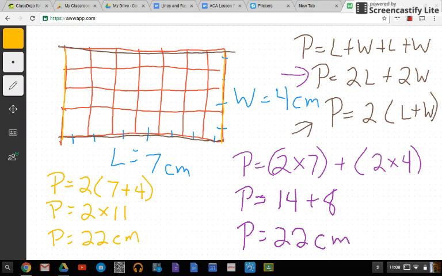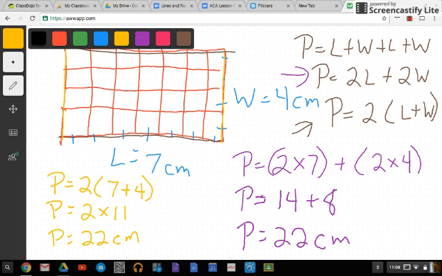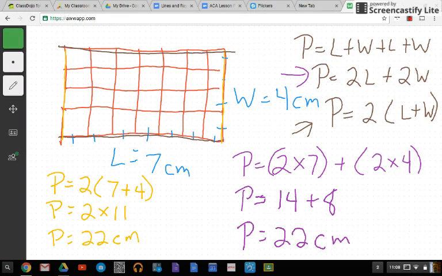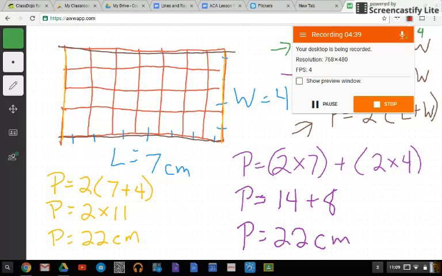So that one works. And just to show you, if I came up here and added, for this final formula right there, 7 plus 4, I would get 11, plus 7 plus 4, that would be 11 again. You can see 11 plus 11 is 22. So that works. Perimeter is simply adding up the sides because it's a line around the figure. I hope that this clears up any confusion that you might have.